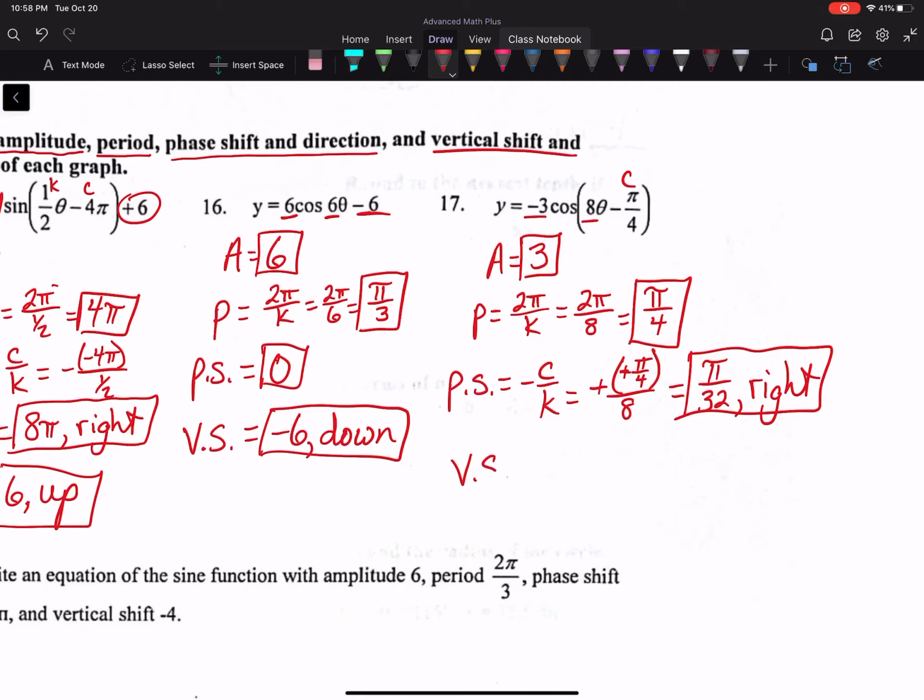And finally, for my vertical shift, there is nothing out here. It's not going up or down, so it is 0, or you can put none.